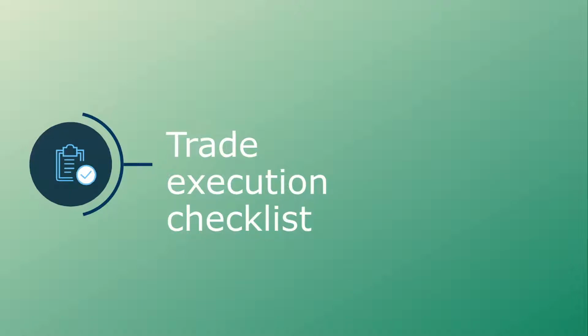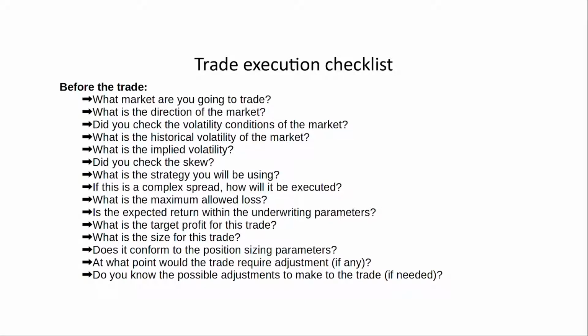Now let's take a look at the checklists. Before the trade: the market that you are going to trade, the direction of the market. Did you check the volatility conditions? Did you look at the historic volatility, at the implied volatility? Did you check the skew? This one is more for advanced professional traders who want to take different types of ratio spreads. But for now you can ignore it.